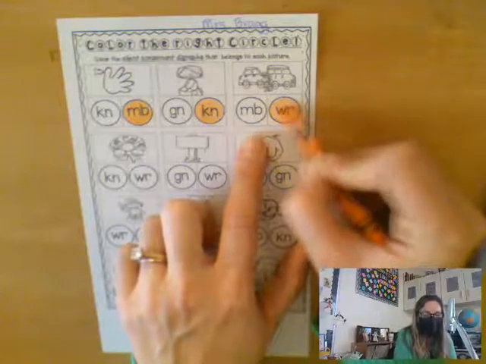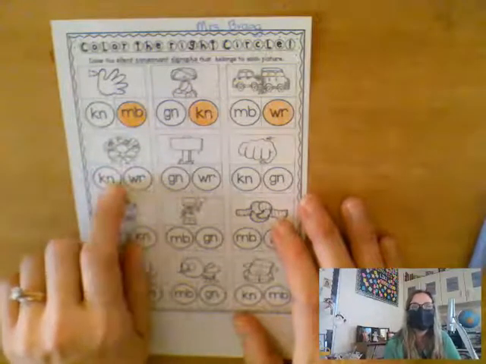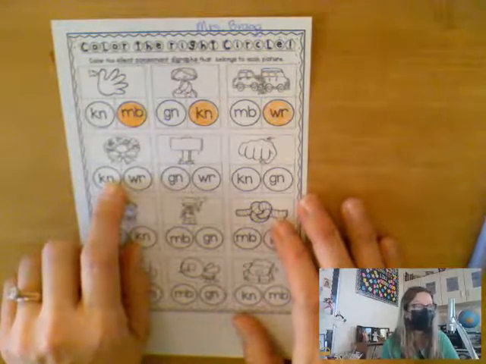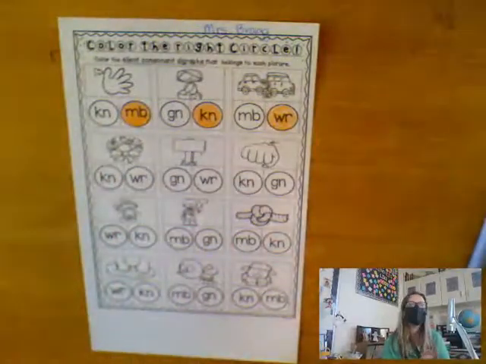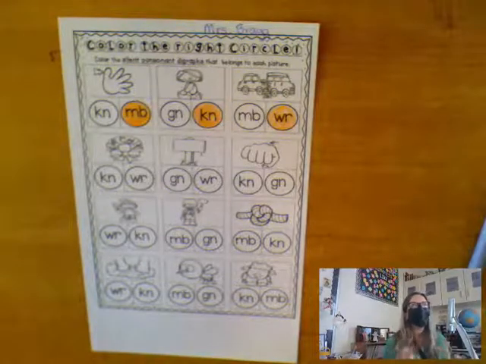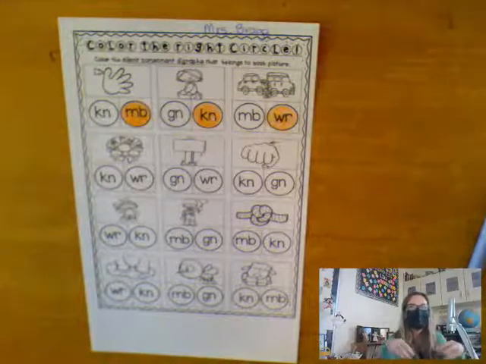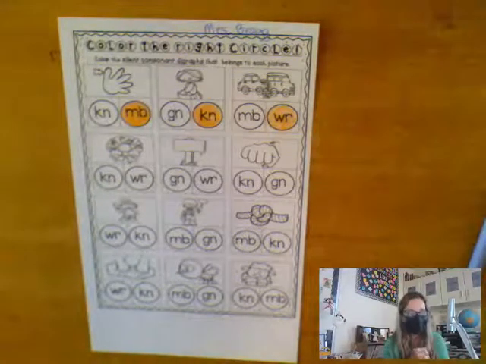So boys and girls, you will go through the rest of these on your own. Look at the picture and decide what it is a picture of, and then decide which of the two digraphs is used to spell that word. When you're all finished coloring the circles, you know I'm going to ask you to go back and color the pictures because it's so important that we work on those muscles, that fine motor skill. Build that dexterity in your hands, okay?